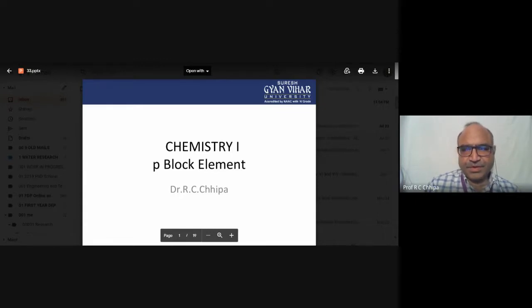So these are the p block elements, and in terms of groups, they are the third A, fourth A, fifth A, sixth A, seventh A, and the last one is the zero group. Zero group is the inert gases, which are also part of the p block elements. So this is all about period number 2.